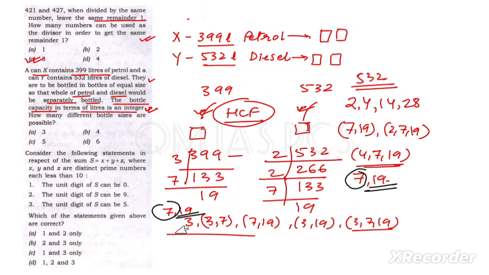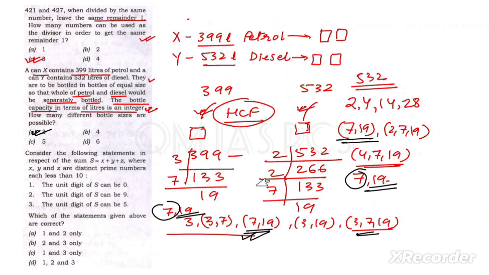3 is not there. 3 multiplied by 7, that is 21, is not there. 7 and 19 is there. 3 multiplied by 19 is not there. So I think only 3 factors are there: 7, 19, and 7 times 19 together. Three possible values are there. So the option will be 3.